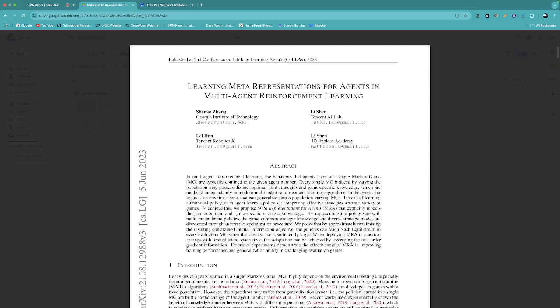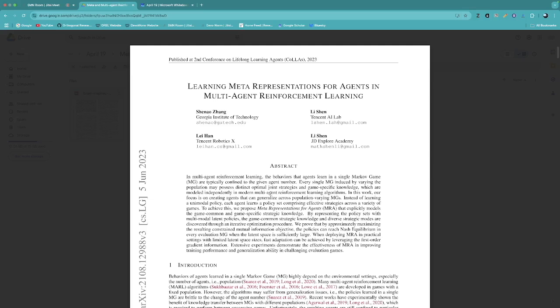So we propose meta representations for agents, or MRA, that explicitly models the game-common and game-specific strategic knowledge. So this is where you have different types of knowledge: game-common knowledge and game-specific strategic knowledge.